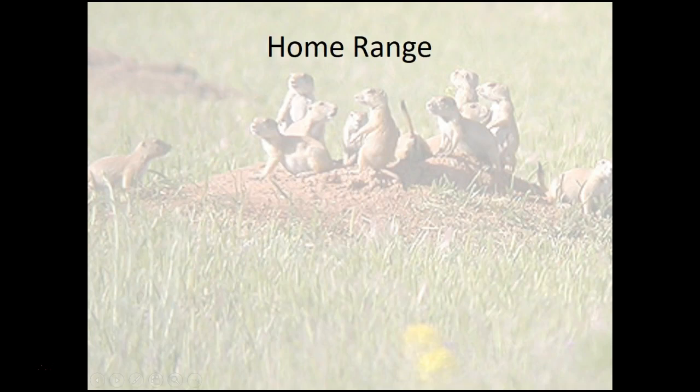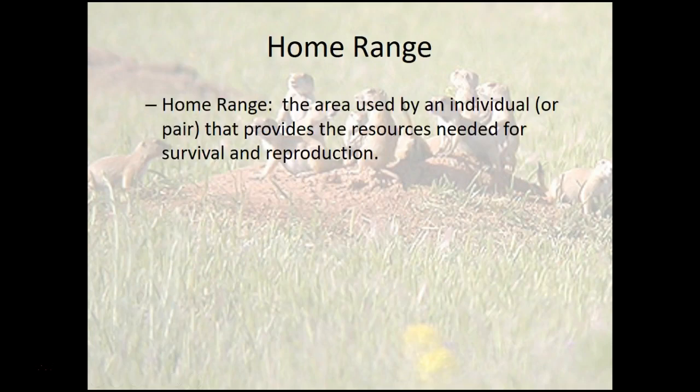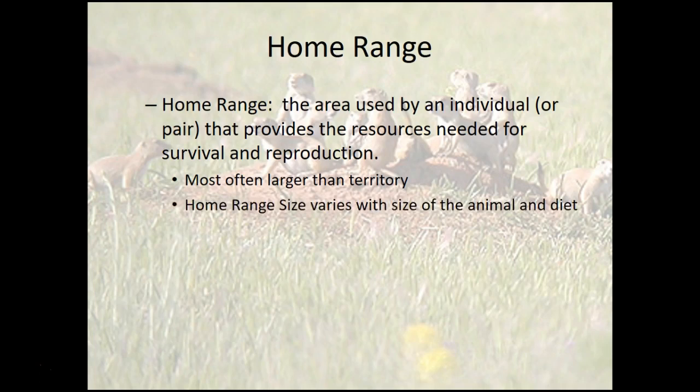Okay, the next one then is home range. Home range refers to the area that an animal uses, or maybe a pair of animals uses, that provides the resources needed for survival and reproduction. It's its habitat, but it's the whole area, I should say, that the animal needs for survival and reproduction. Most often a home range is larger than a territory. The difference there is that a territory is something the animal will defend.